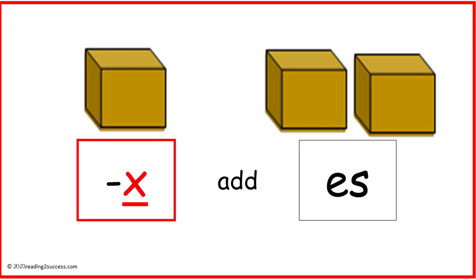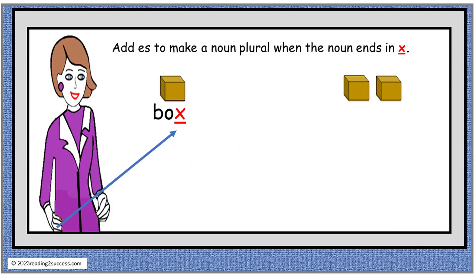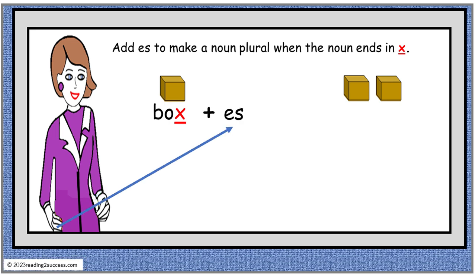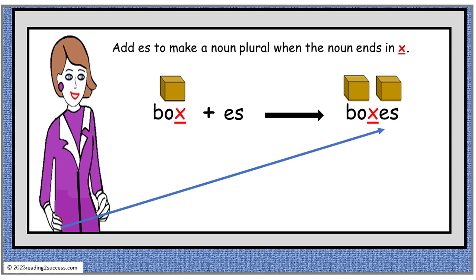Next, she shows a picture of a box and two boxes. Box ends in X, and when a noun ends in X, ES is added to make it plural. The word box ends in X. Add ES to make the plural noun boxes.